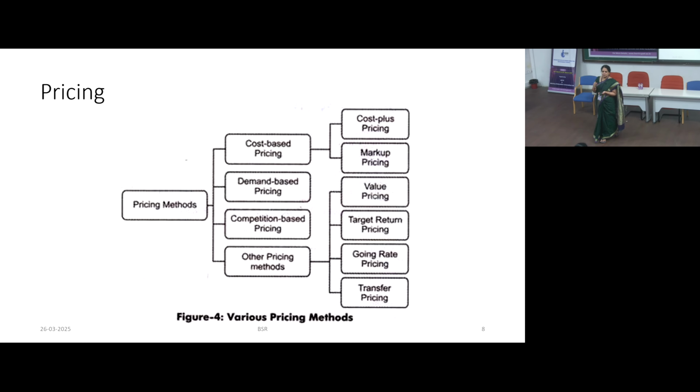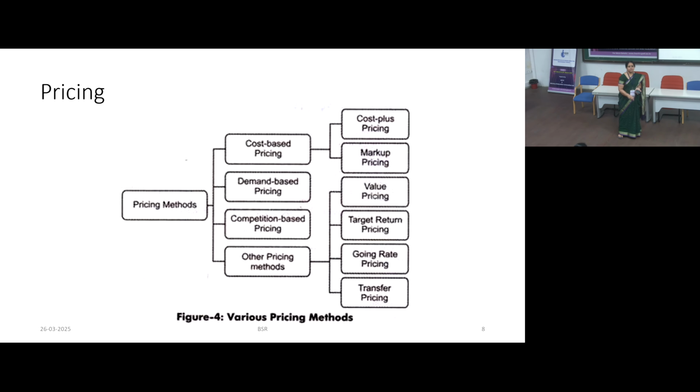So, it's a competition based kind of pricing following. And what are the other pricing methods? We have going rate pricing, that is the existing one, sorry, I have to start from here. Value pricing, target return pricing, going rate pricing, and then transfer pricing. Value pricing is where we provide value for a particular product, and then we have chances of making it better.